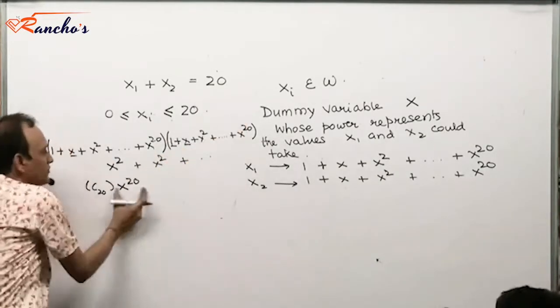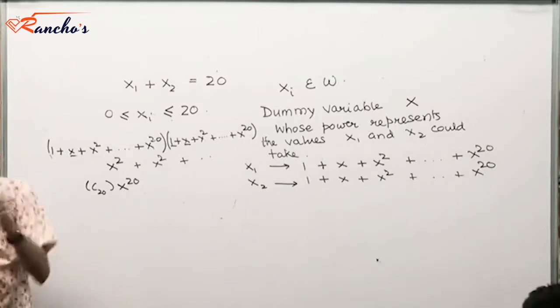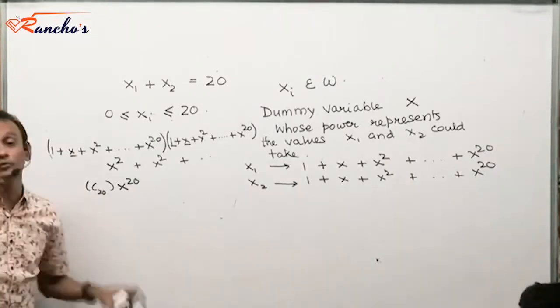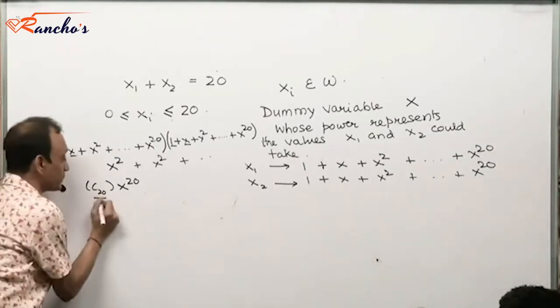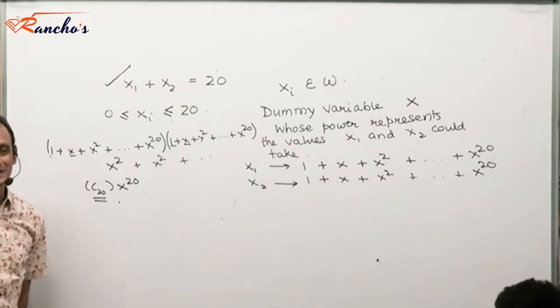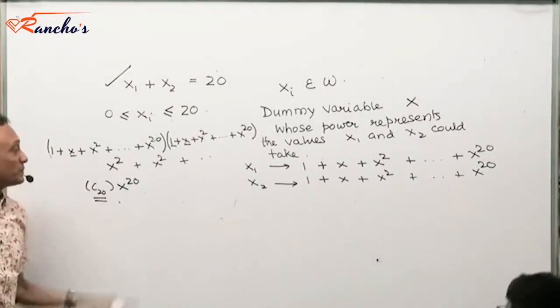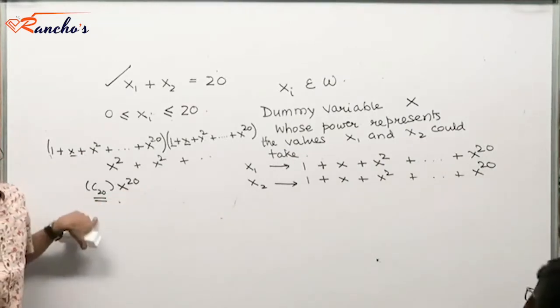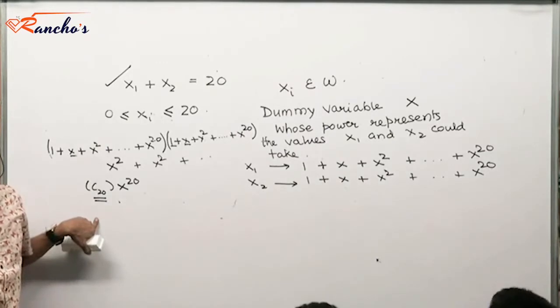On multiplying this out, eventually there will be x to the power 20 featuring with a certain coefficient. This C20 would be the number of ways in which x1 and x2 add up to 20. And this C20 would be the number of whole number solutions to this equation. That means the coefficient of x to the power 20 would be the number of whole number solutions to this equation. Yes or no?